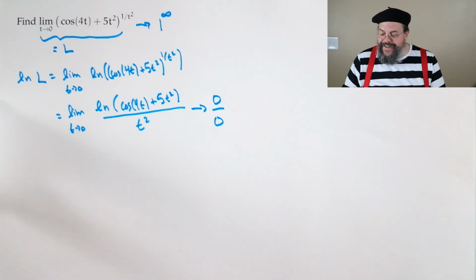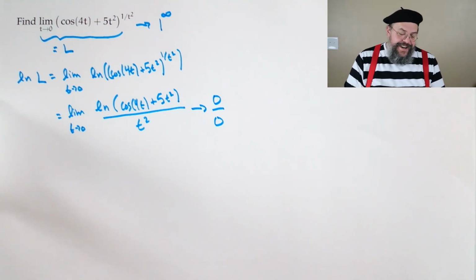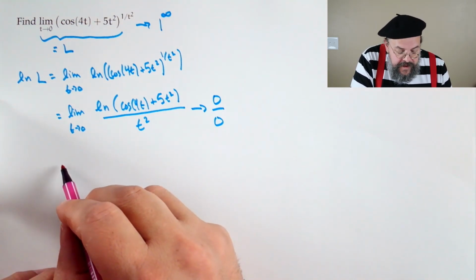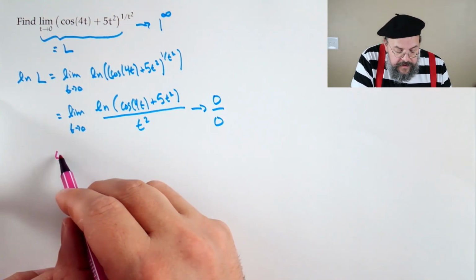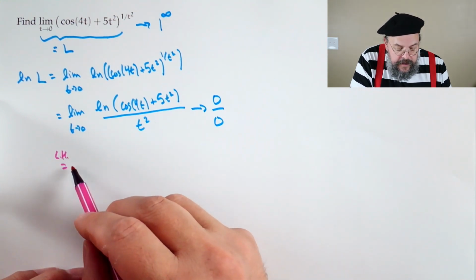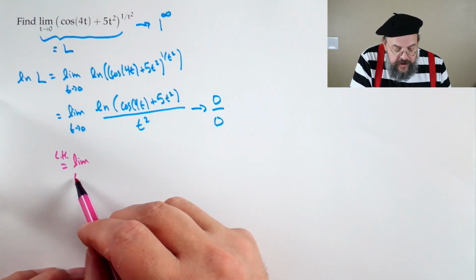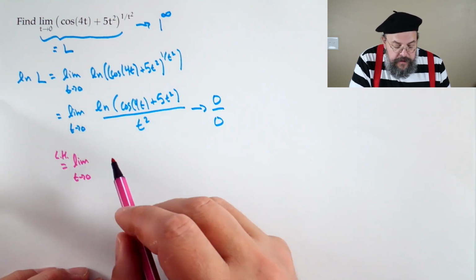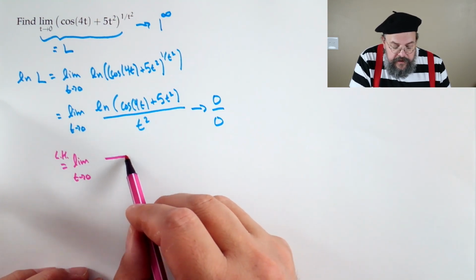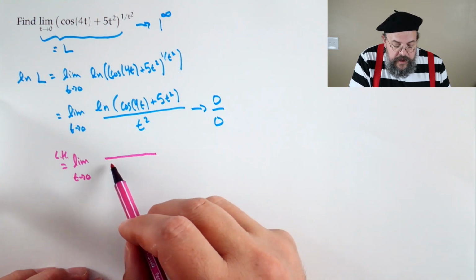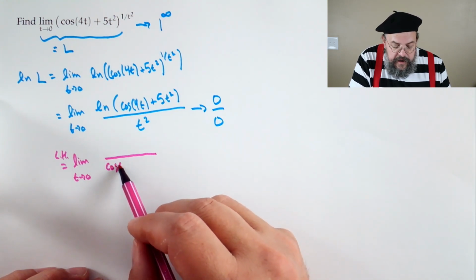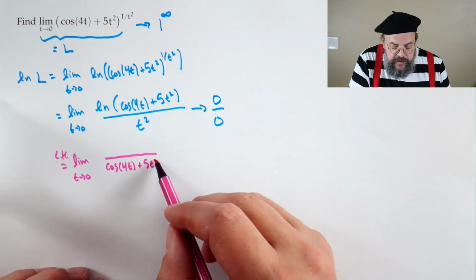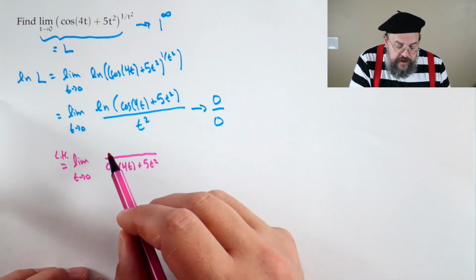L'Hopital, mon ami. All right, good. So we apply L'Hopital, and what do we get? Just to make a mark here of what we're doing, limit t goes to 0. Now, when we're doing log of something, the way we take the derivative of log of something is it's 1 over the inside, so cosine 4t plus 5t squared, times the derivative of the inside.